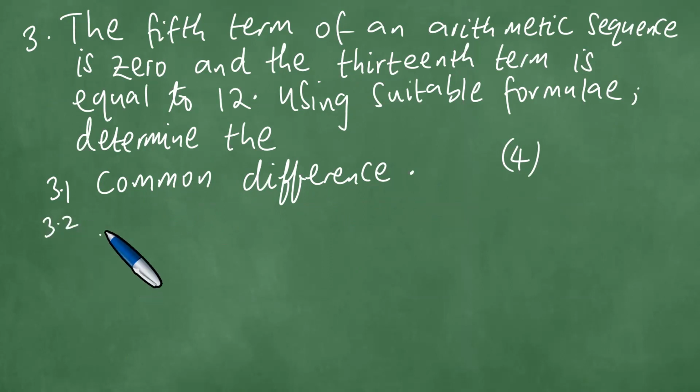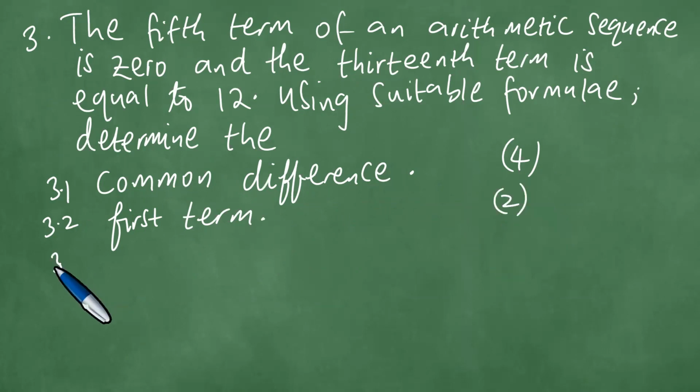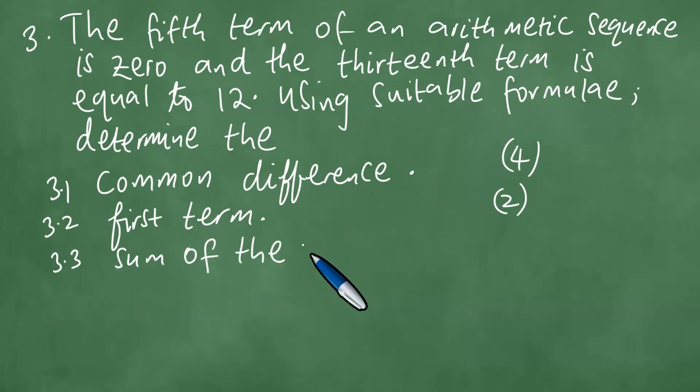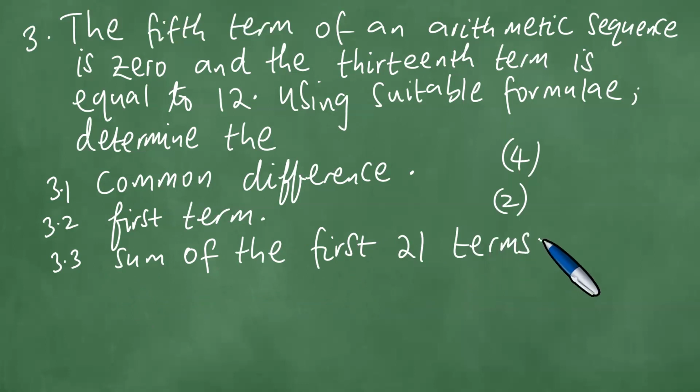In 3.2, determine the first term. For 2 marks. 3.3, the sum of the first 21 terms. For 5 marks.